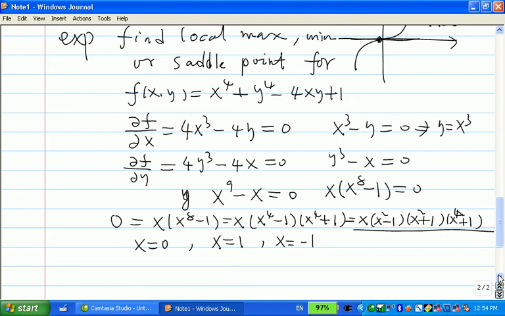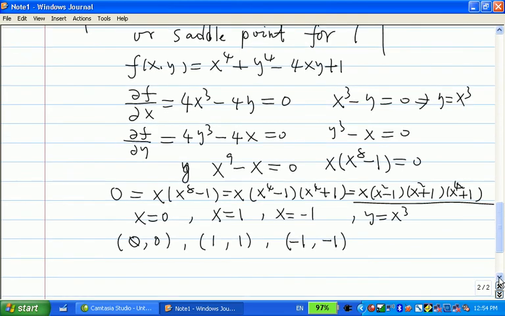Okay. So once you have x, you can find y. Remember, y is x to the third. So when x equals 0, you plug in there, your y is 0. That's one critical point. When x equals 1, you plug in, 1 to the third is 1. x equals minus 1, minus 1 to the third still gives you minus 1. So we got 3 points.